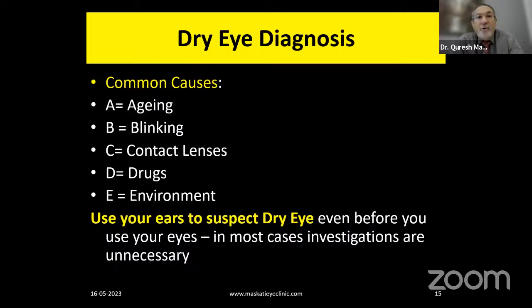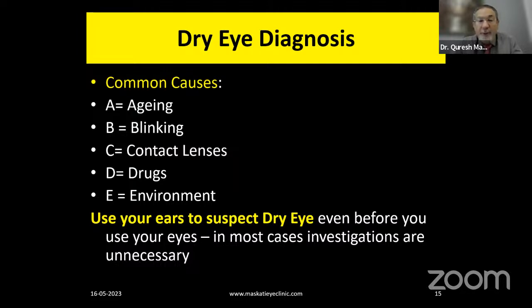Moving on from allergy to dry eye, the commonest causes of dry eye are what I call the ABCDE. As we age, the more chances that the tear production drops down. So A is for aging. B is for blinking. We blink less when we stare at a computer screen or a mobile.